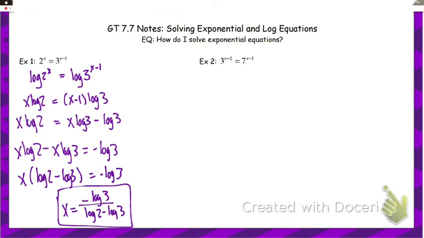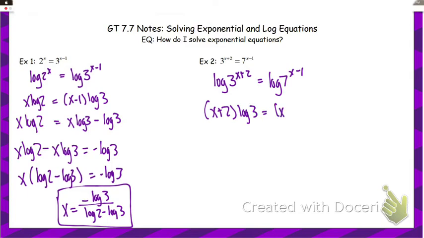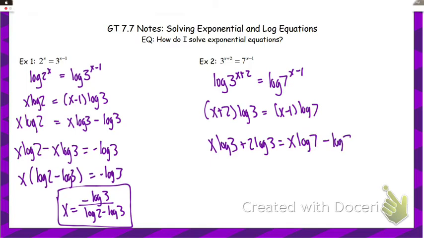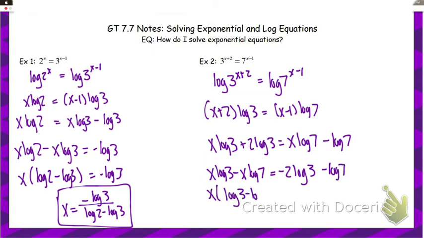All right, let's try the next one. Same thing, I'm going to go ahead and take the log of both sides because there's no way to write 3 and 7 with the same base. Now I can take that exponent and move it to the front. And remember, by doing that, that means it's multiplied by what's there. So this is x log 3 plus 2 log 3. That's going to be x times log 7 minus log 7. Get everything with an x together. Put everything that doesn't have an x on the other side. Factor out your x so that you can divide by everything else.